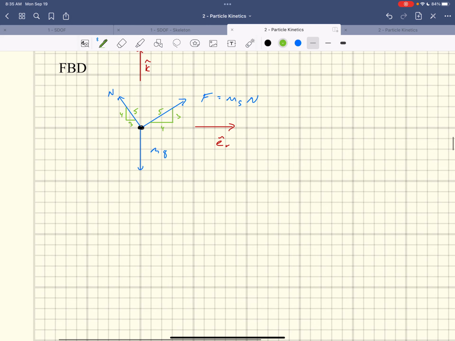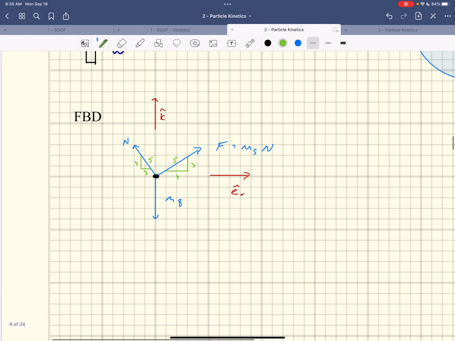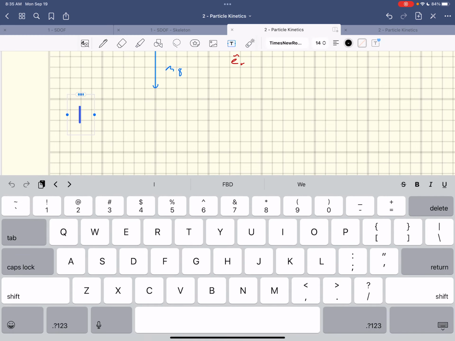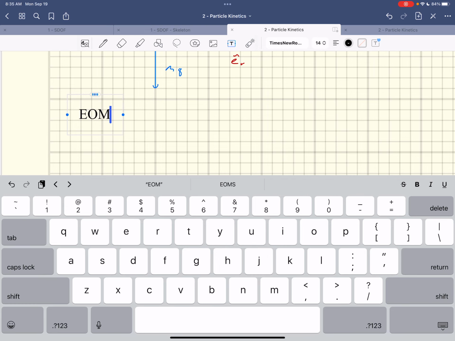All right. Okay. Everybody okay? Okay. All right. So there we are. There's our free body diagram. All the key parts. Right? Now we write our equations of motion, our EOMs.